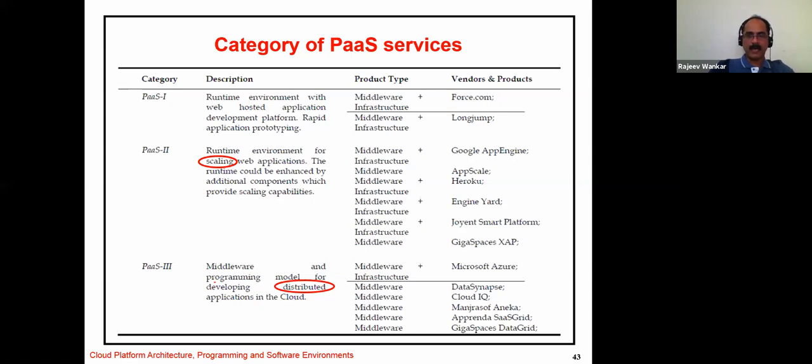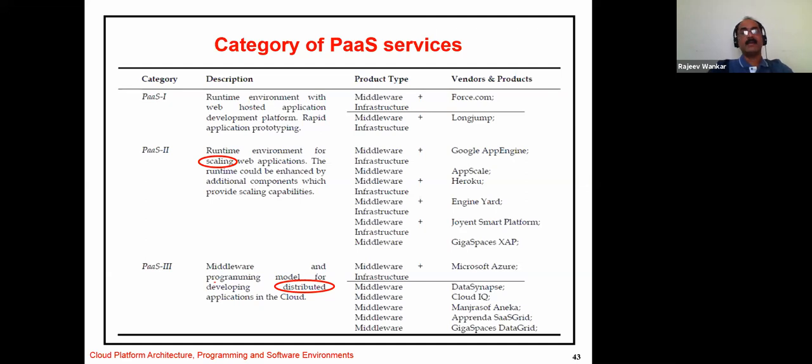So even if we talk about Microsoft Azure, which is a platform as a service, which has further capability. If you look into the platform as a service, it's a normal runtime environment with web hosting or email hosting or rapid application prototyping. Those things will fall into a platform as a service category number one. In the second one, it should have a capability of scaling up and scaling down. So we call it a PaaS of type two. And then you have Google App Engine, then Heroku and so on.